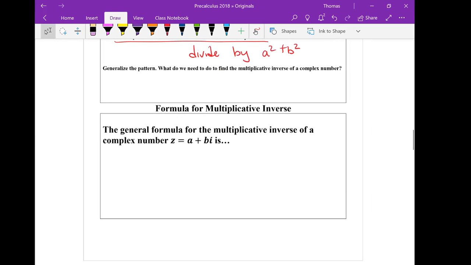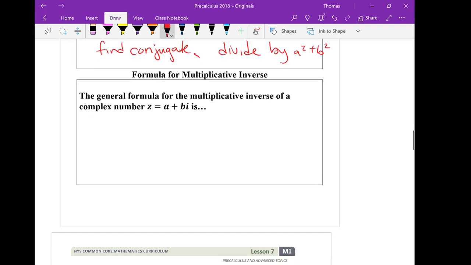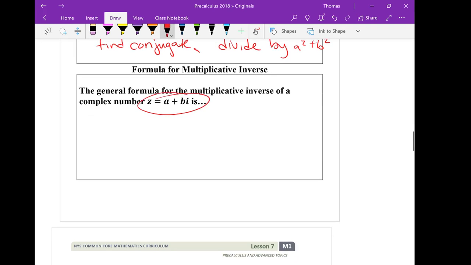So in general, what do we need to find the multiplicative inverse? First, we need to find the conjugate. Find the conjugate, then divide by a squared plus b squared. All right, so in general, if we have some number, a plus bi, that's our original number, to find the multiplicative inverse, that is something that multiplies to make 1, we need to get the conjugate. I'm going to write it on top. a minus bi, the conjugate just changes the imaginary part to a negative, divided by a squared plus b squared.